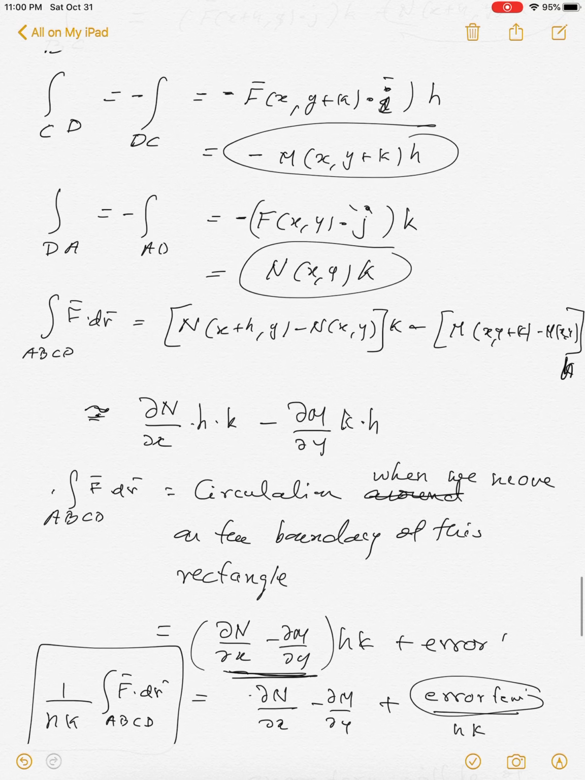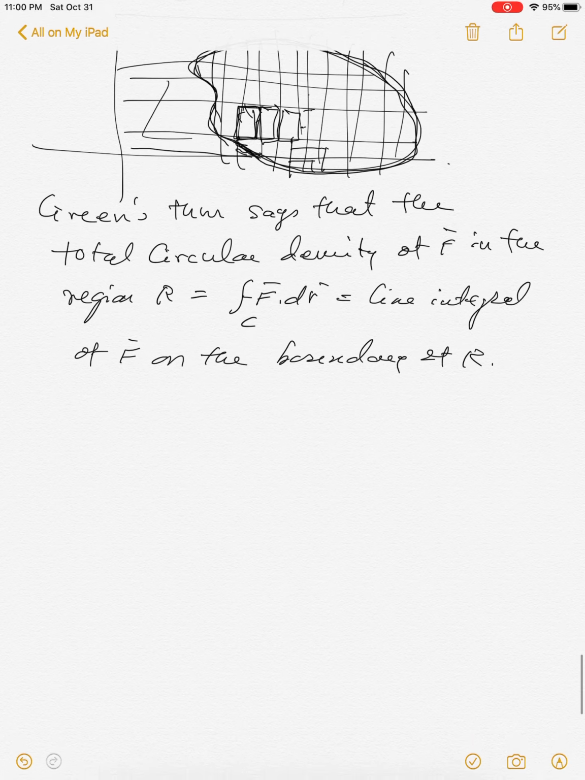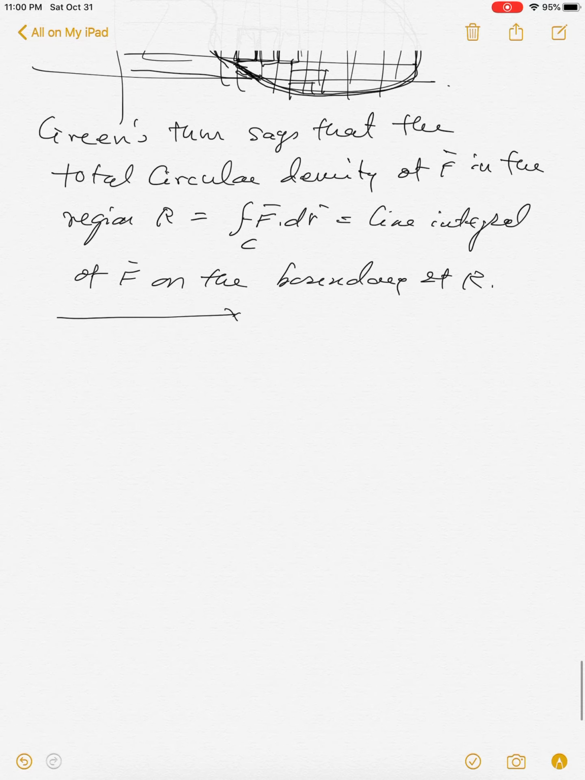So this is a very important and deep theorem of mathematics. This is the second important theorem in this course. The first one you have seen is the fundamental theorem of line integrals. Now I want to mention the second form of Green's theorem.